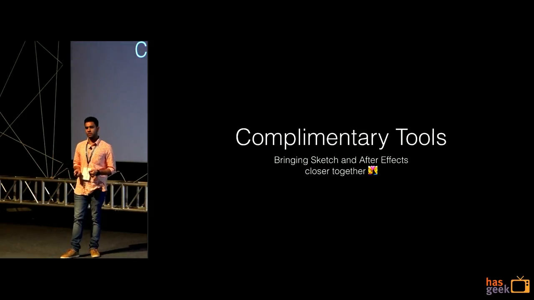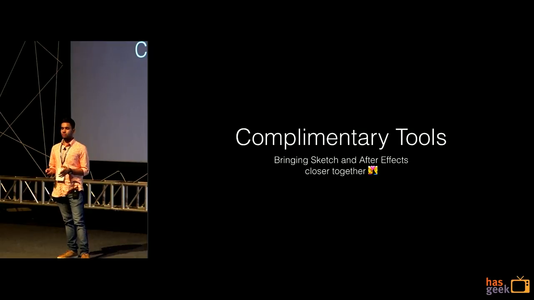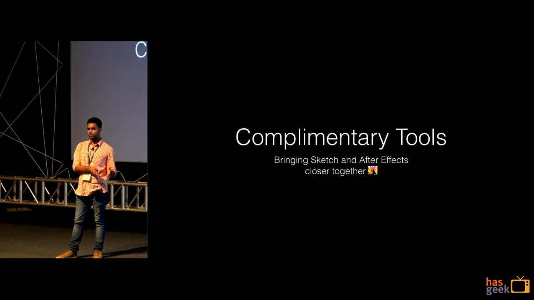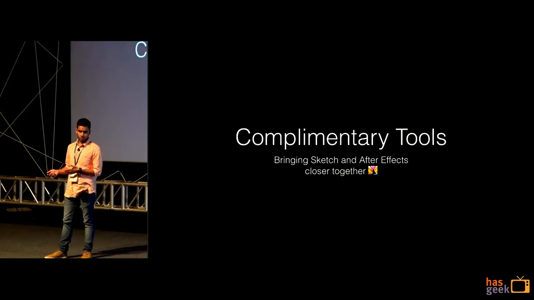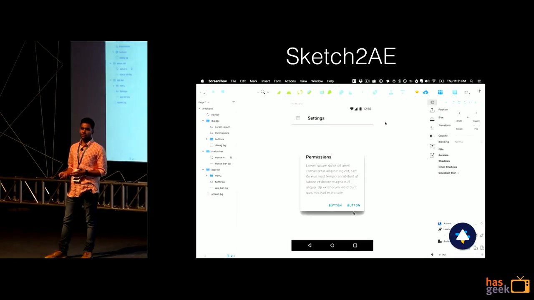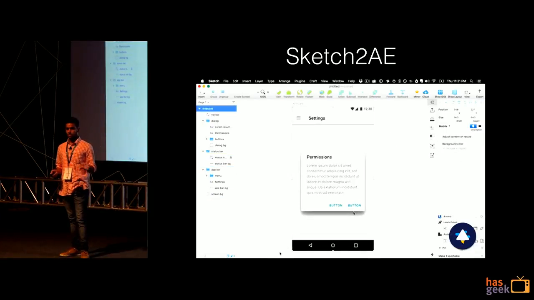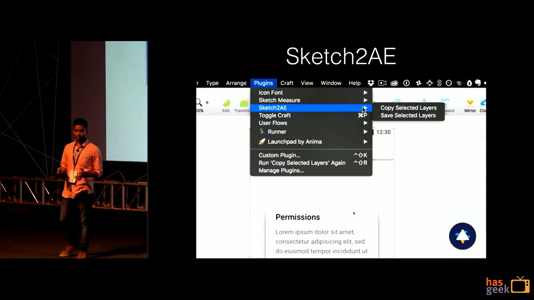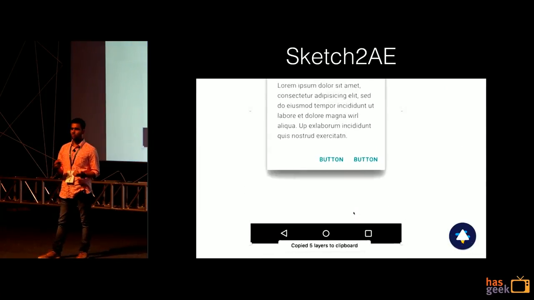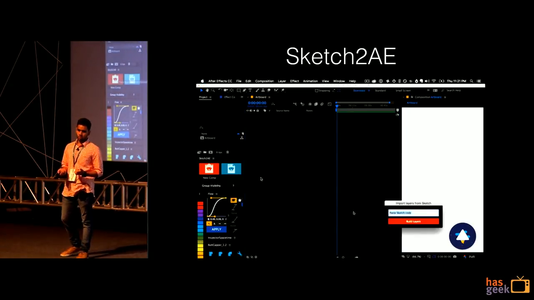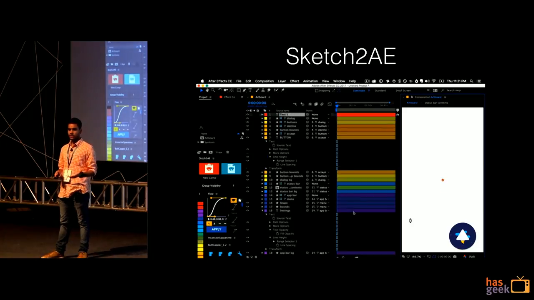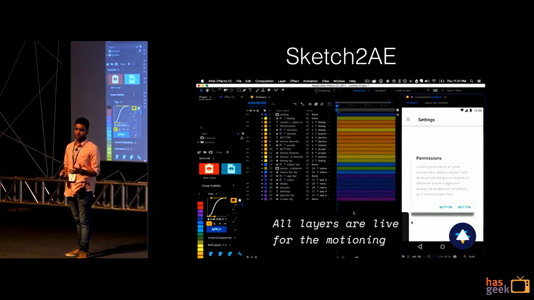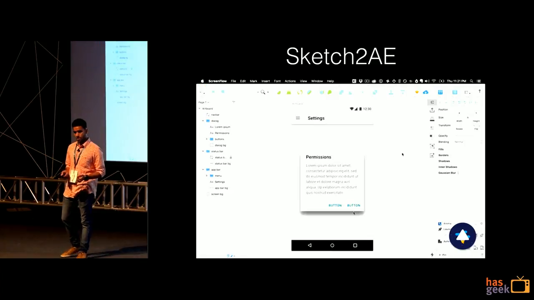Also, there are some complementary tools. After the advent of these few libraries, Google launched these two products. One is Sketch to AE, in which we can just select the sketch file, use the Sketch to AE plugin, and copy it onto our After Effects. What it does is parse all the sketch groups, and you can see that you have the same screen in After Effects. You can just make the animations here.